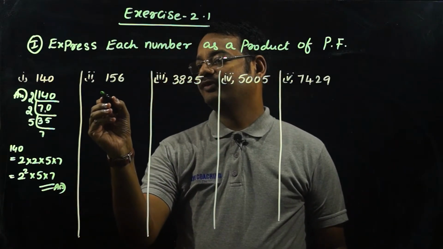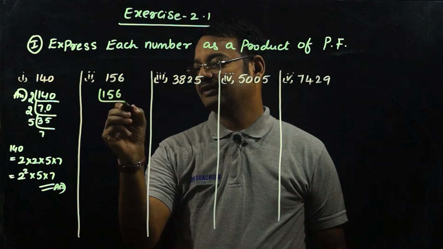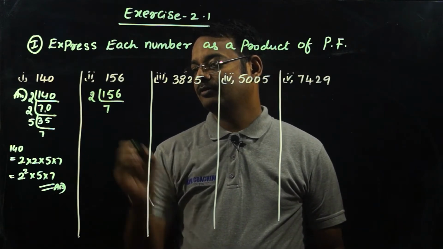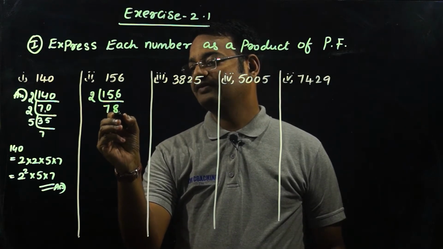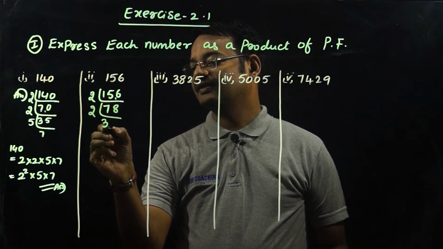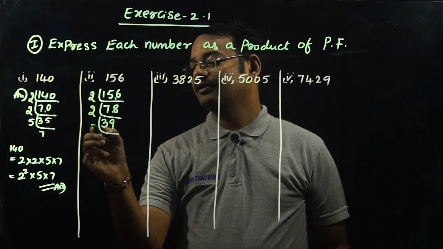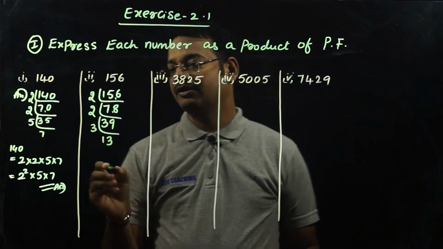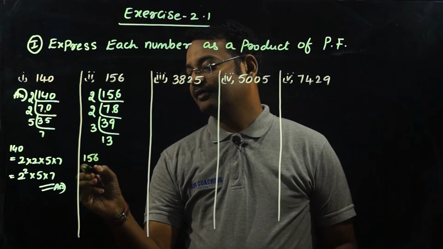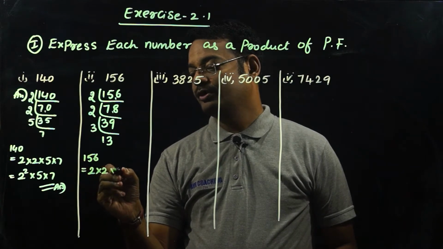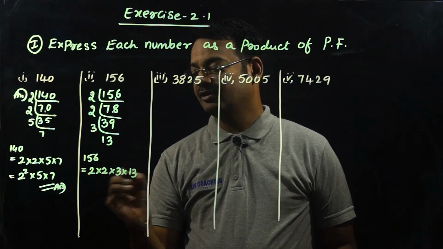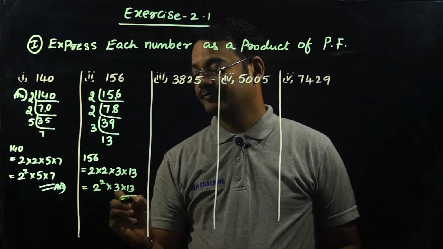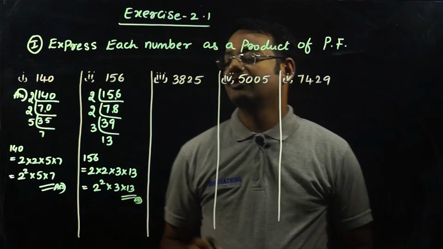Now 156, the second problem, that's the second bit. 2 sevens are 14, 1 is remainder, 2 eights are 16, 2 threes are 6, 1 is remainder, 2 nines are 18, 3 ones are 3, 13 is a prime number, so we cannot divide it. So 156 can be written as 2 into 2 into 3 into 13 or 2 square into 3 into 13. Finish. Third bit.